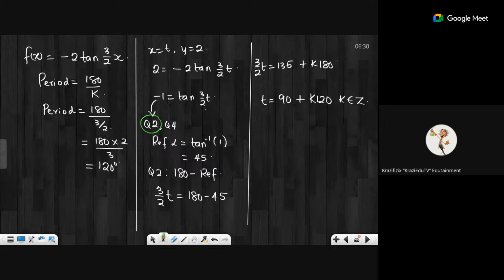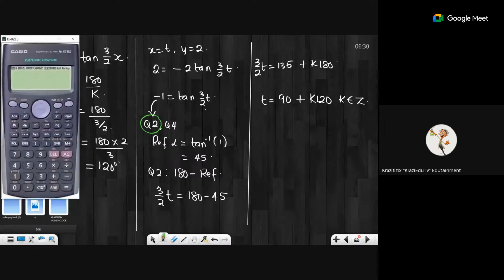Remember, you can also check your answer to see if you are correct. Let's see. Are we going to be correct? Negative 2, tan 3 over 2, which is 5. And we said our t.